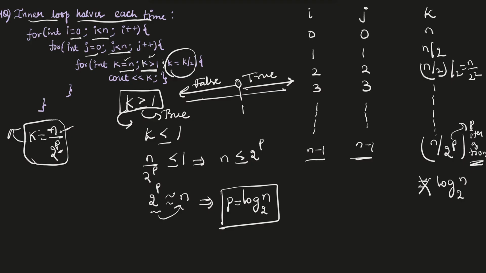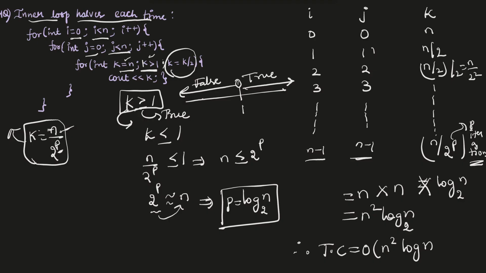And how many times the value of j would run? 0 to n minus 1. So it is n times. I also 0 to n minus 1. So it runs n times. So it has become n square into logarithmic of n base 2. Therefore, the time complexity is order of n square log n base 2.